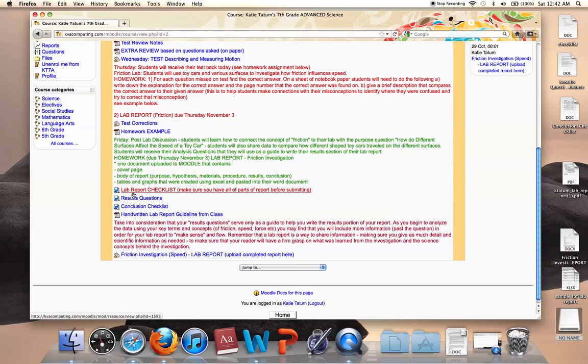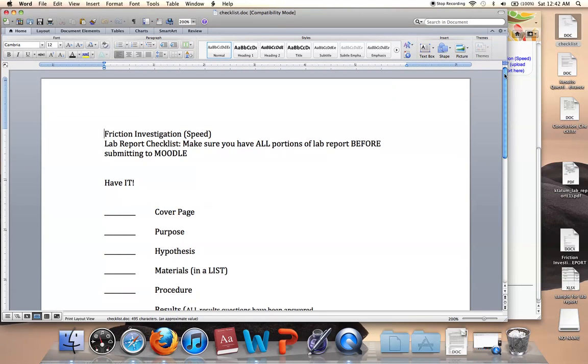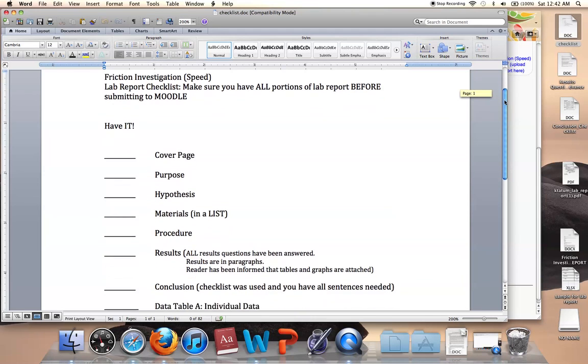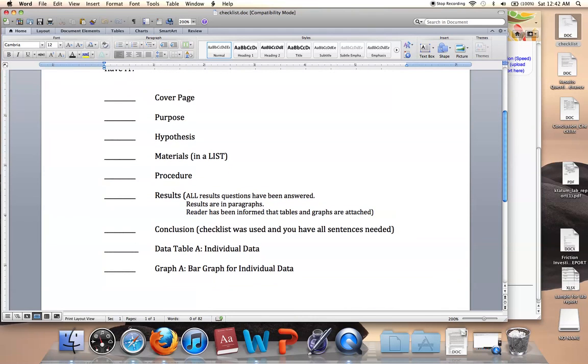So this first one, called the lab report checklist, when you open this one you'll see that it's just a checklist for the entire lab report. So you want to make sure that you have all portions of the lab report before you submit to Moodle. So as you complete something, you may want to check it off.